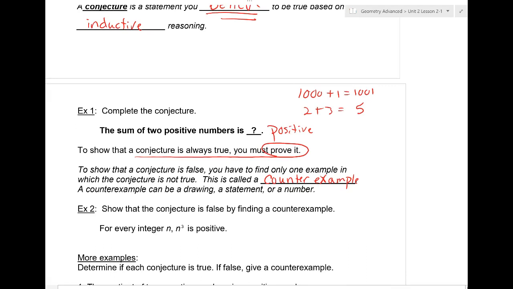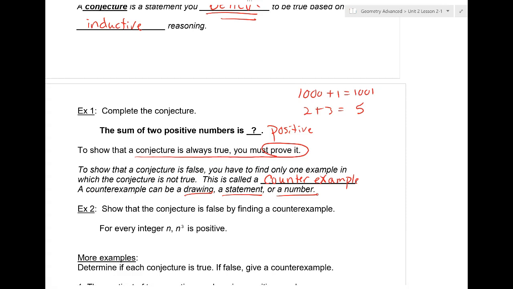But here's what a counterexample could be. It could be a drawing, a statement, a number. It could be an equation showing something is wrong. So really, it's just that one thing that makes it different, that makes it wrong. So here's an example of this. Show that the conjecture is false by finding a counterexample. So here's the conjecture that a person made. For every integer n, which means no decimals, no fractions, right? n cubed is positive.